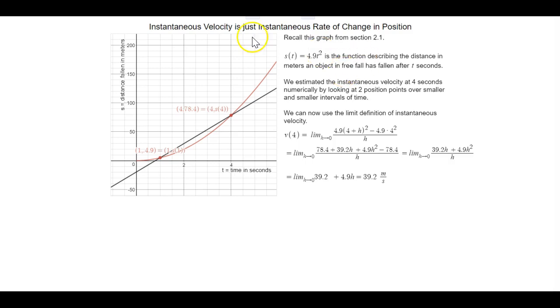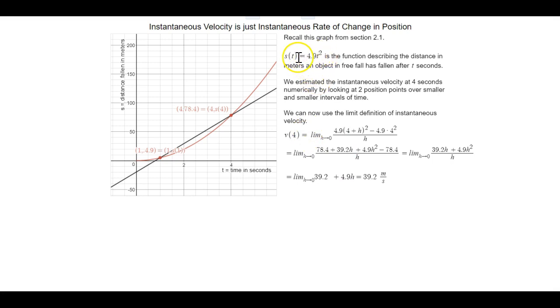So all this is kind of a recap from section 2.1, but now we're using limit notation and we're not estimating limits numerically or graphically. We can now find the limits algebraically like we learned in sections 2.3 and on. So we looked at this function before.